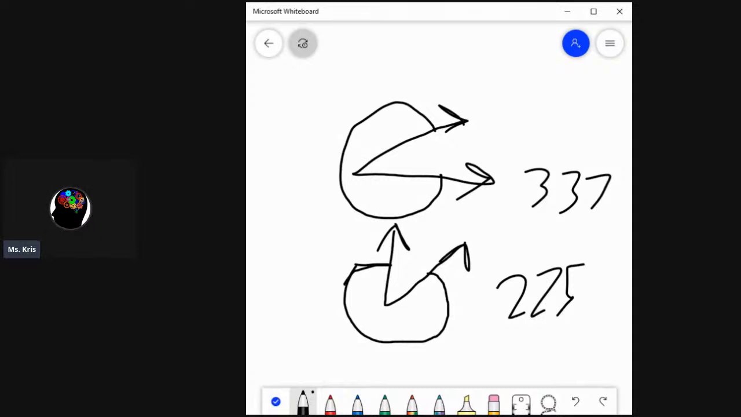Now, of course, it stops being an angle measurement when you get to 360 degrees. Because, of course, 360 makes a circle. Any questions on my reflex angle?